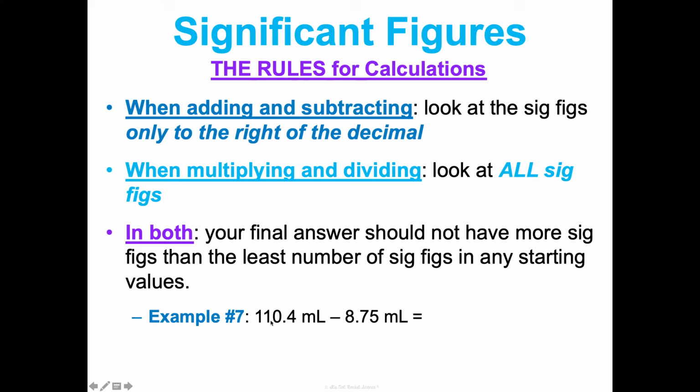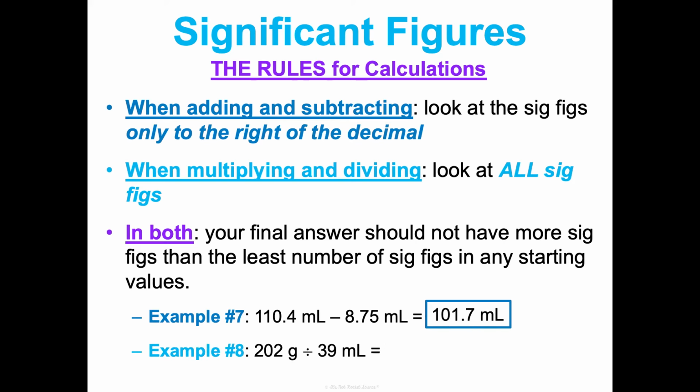All right, let's say I want you to calculate 110.4 milliliters minus 8.75 milliliters. Okay, so this is adding and subtracting. So when you're getting your answer, you're only going to look at the sig figs to the right of the decimal. So don't even worry about these first ones. So to the right of the decimal right here, there's 1 sig fig, and right here, there's 2 sig figs. So in terms of rounding though, your final answer should not have more sig figs than the least number. So we're going to round to 1 because this number only had 1. And so we're going to round our answer to 101.7 milliliters.